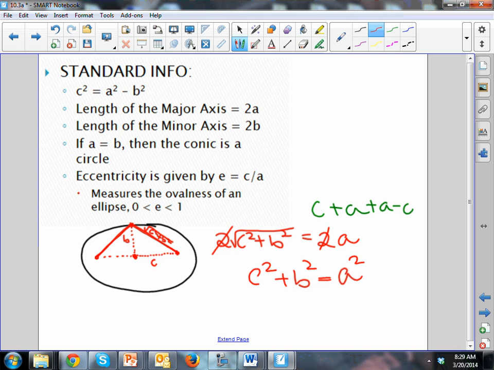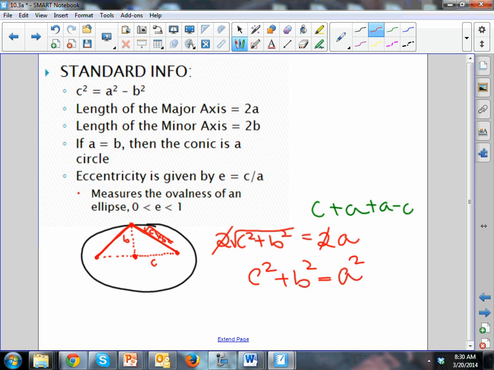You don't have to remember that if that doesn't make sense to you. You can just accept it, but that's where it comes from. Our major axis has length 2a. That makes sense, right? Our minor axis has length 2b. Center to minor vertex, center to minor vertex, that's double b. If a equals b, then we have a circle. Everyone okay with what that is?